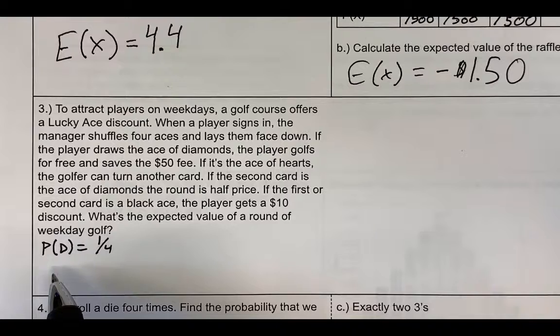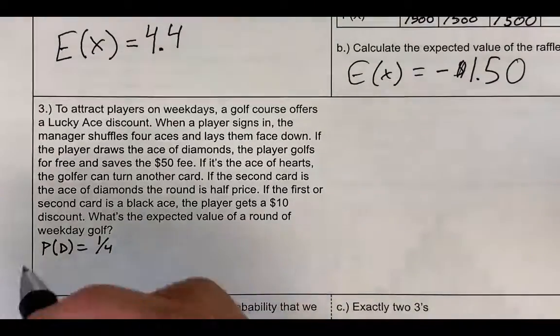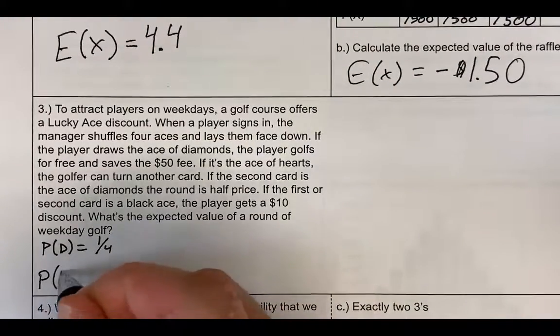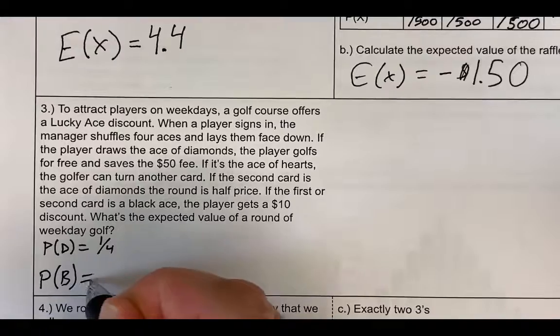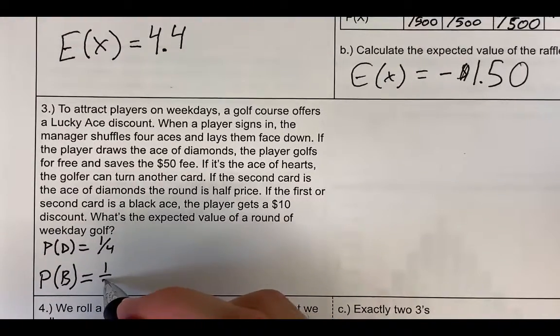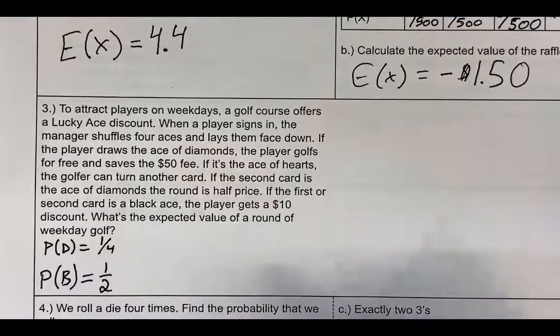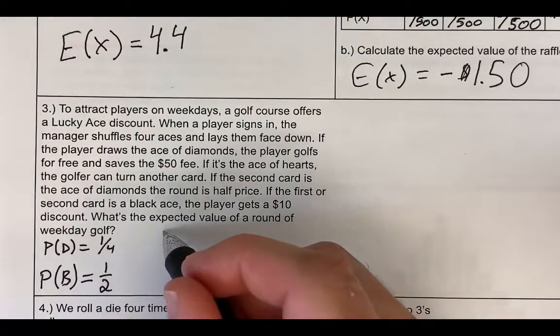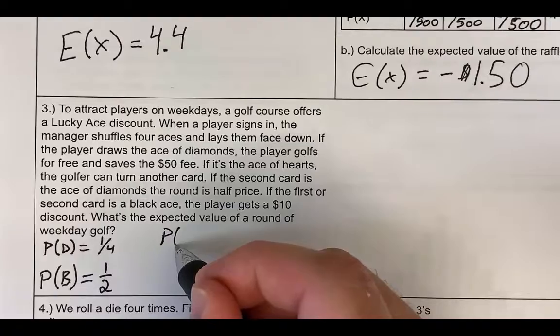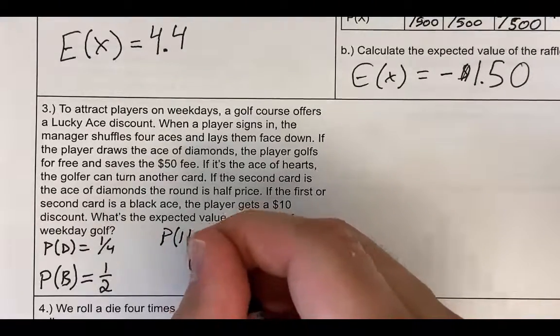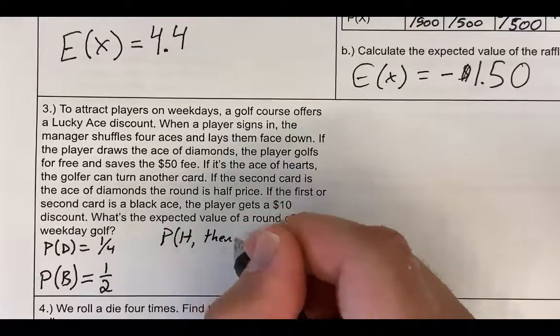Now, let's look at the probability of drawing, what's the next most straightforward one here? How about a black ace? So on the first draw, what's the probability you get a black ace? There's 2 black aces out of 4, so it's 1/2. So that's the probability that you draw a black ace. What are the other options? Well, you could draw the ace of hearts and then draw the diamond.